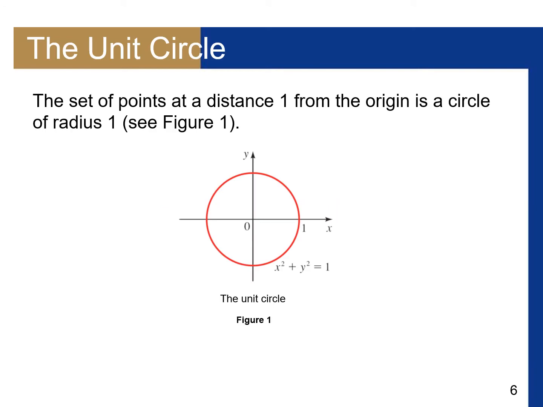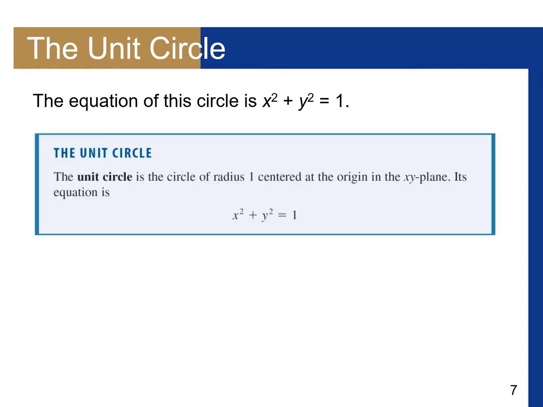So here's a unit circle with a radius of 1, and the equation for that is x squared plus y squared equals 1. Right here's your formula for a circle with a radius of 1. And they're just repeating it here.